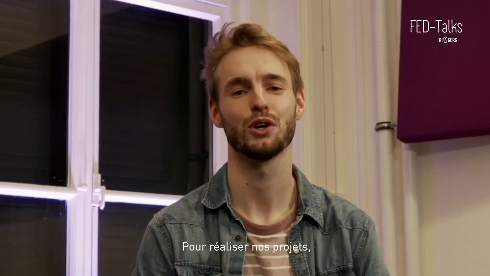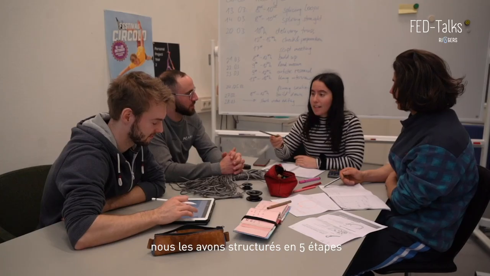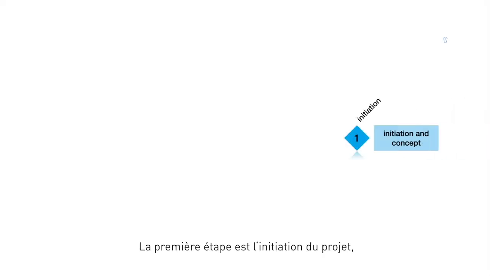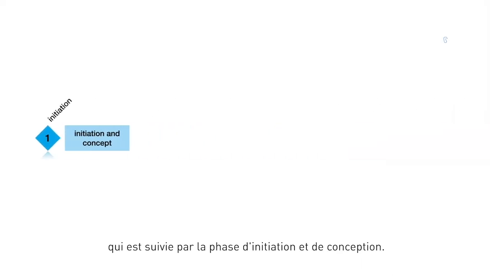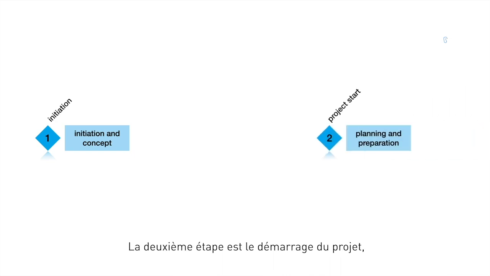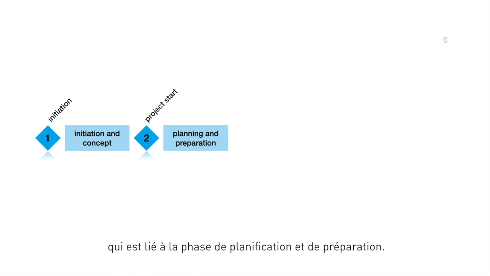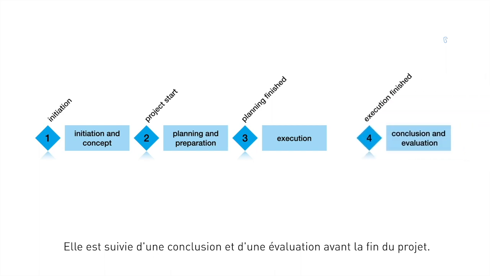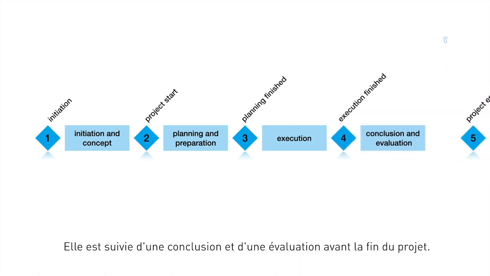To realize our projects, we structured them into 5 different milestones and 4 different phases. The first milestone is the project initiation, which is followed by initiation and concept phase. The second milestone is the project start, which is connected to the planning and preparation phase. Once completed, the execution phase starts. It is then followed by a conclusion and evaluation before the project ends.